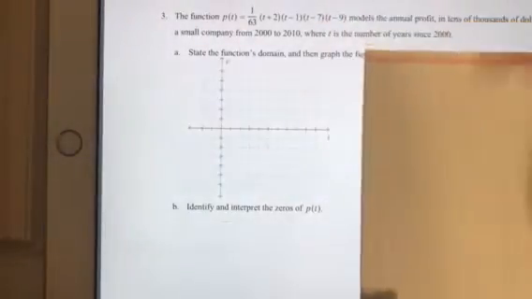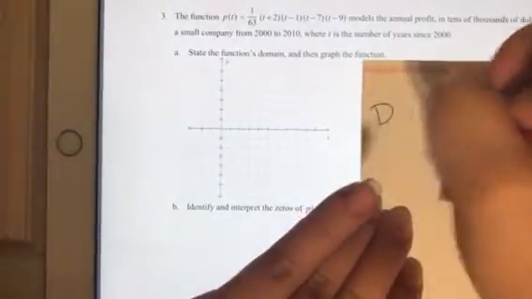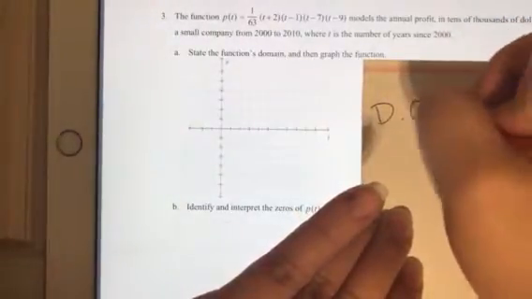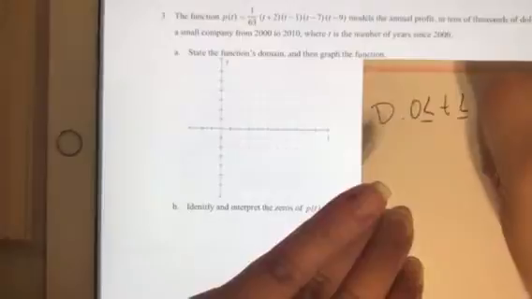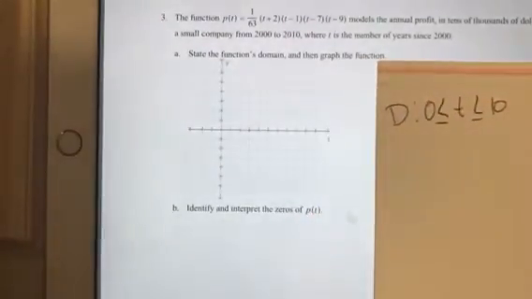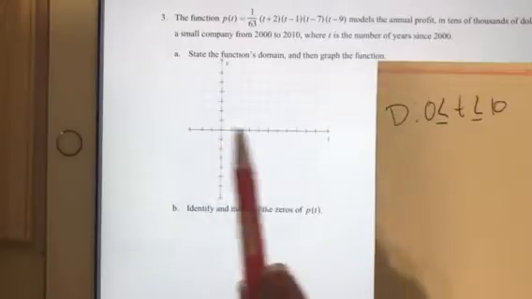So part A says state the domain. So my domain is 0 is less than or equal to t, which is less than or equal to 10. That is my domain. Then I'm going to graph it and identify and interpret the zeros. Again, we're talking about annual profit in years.